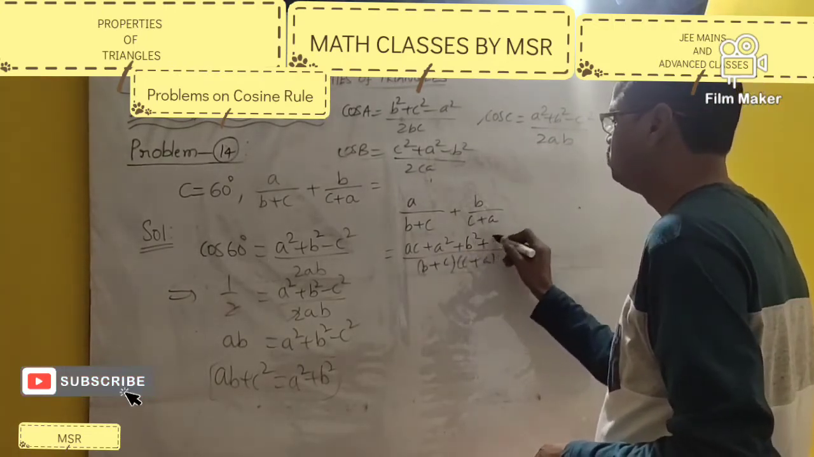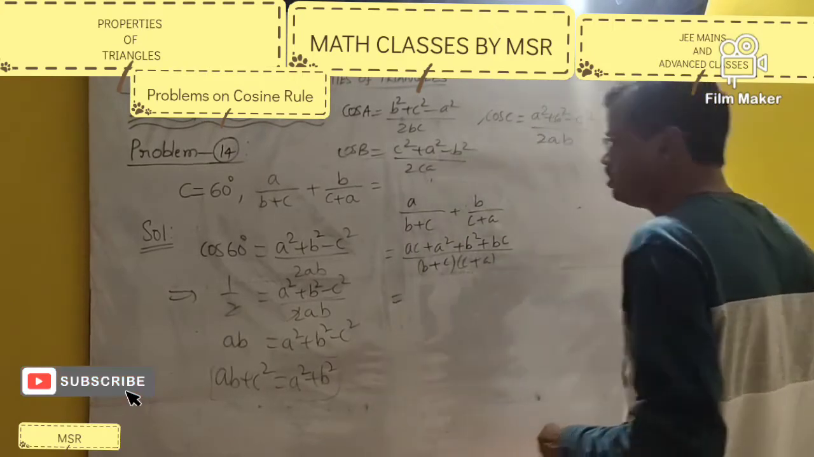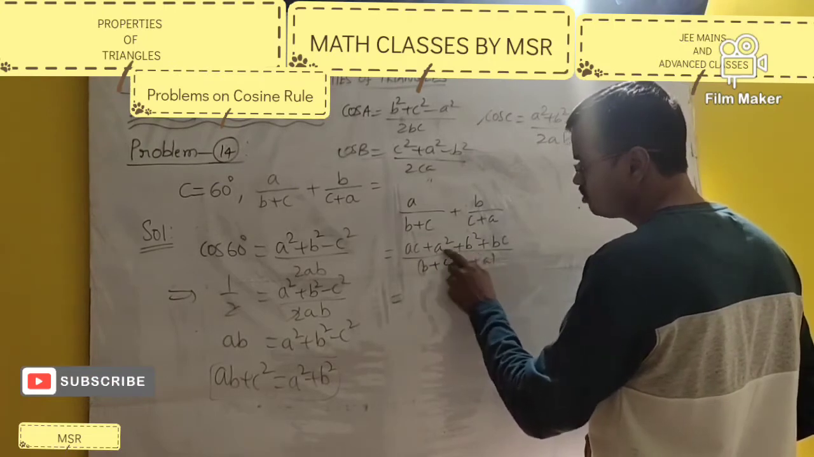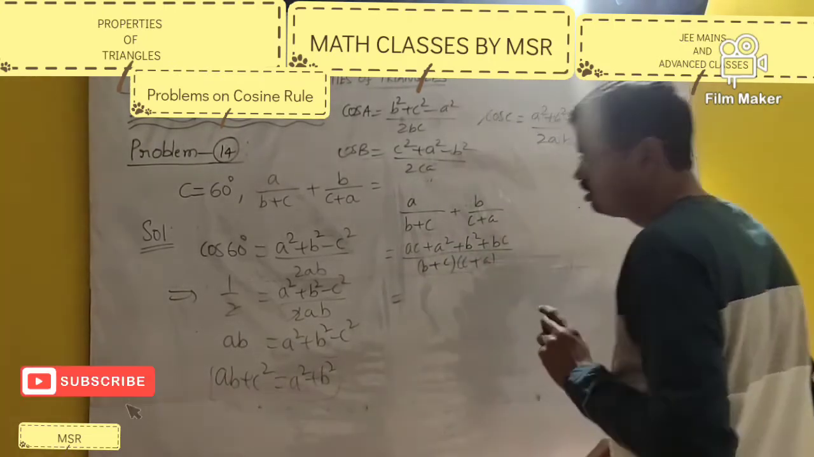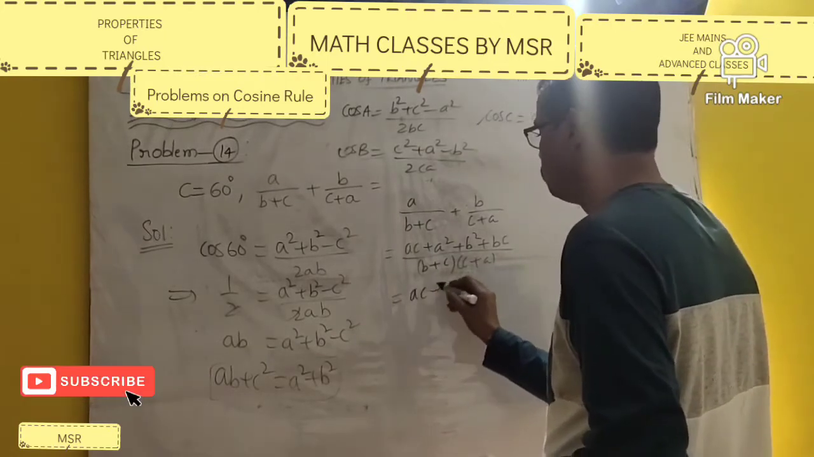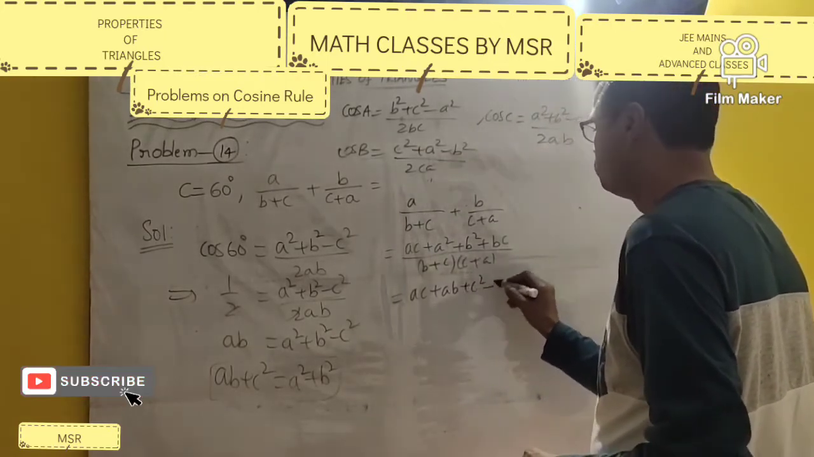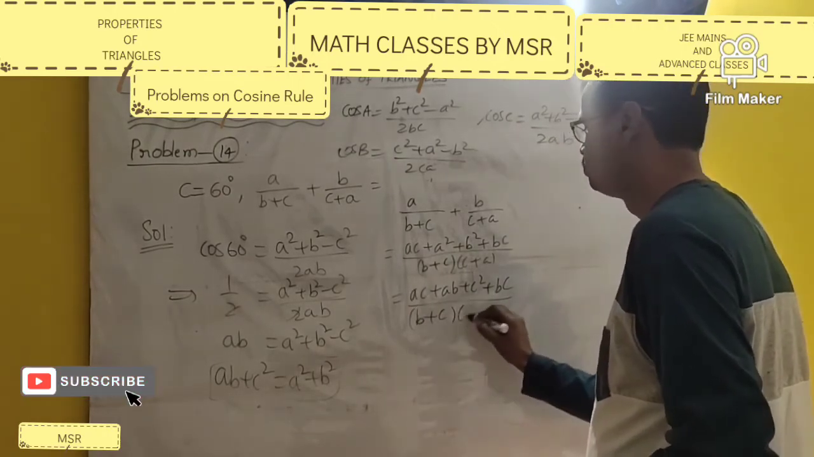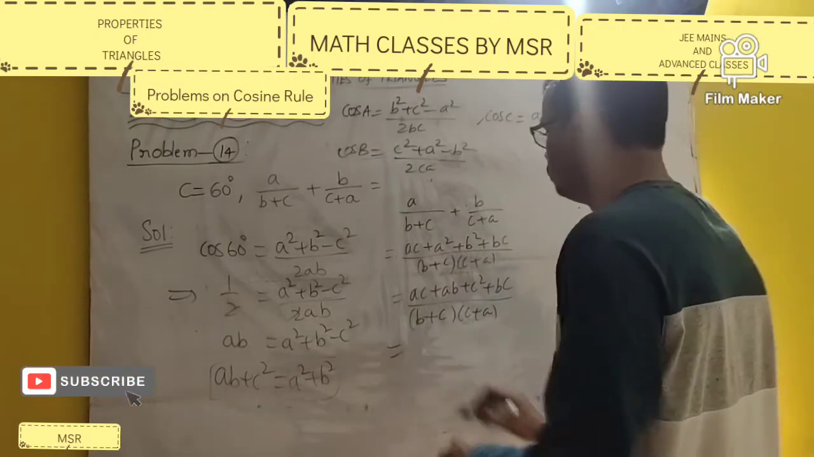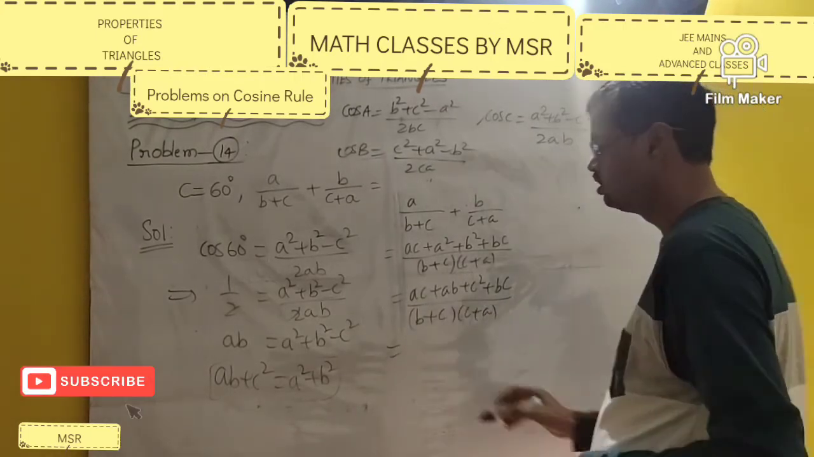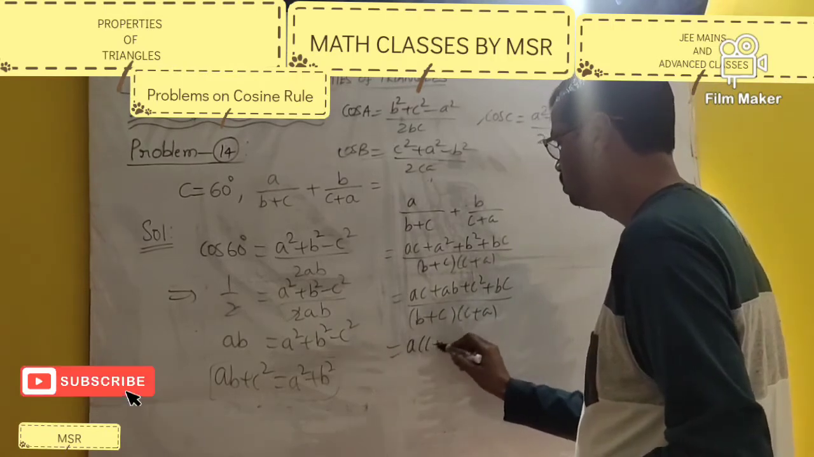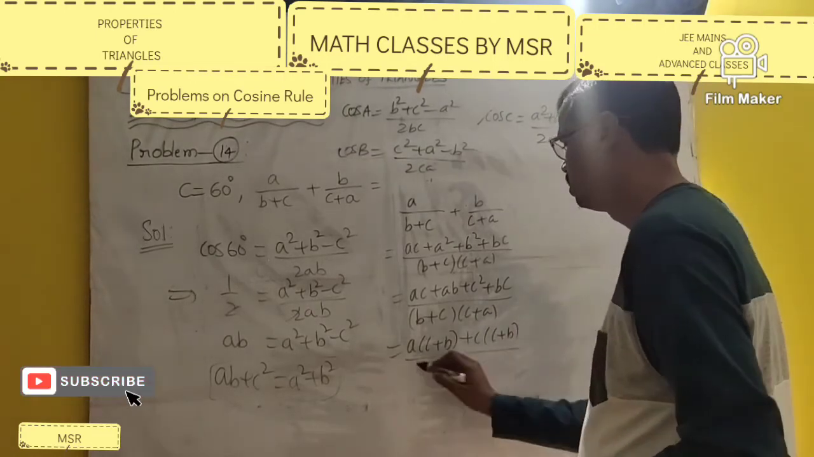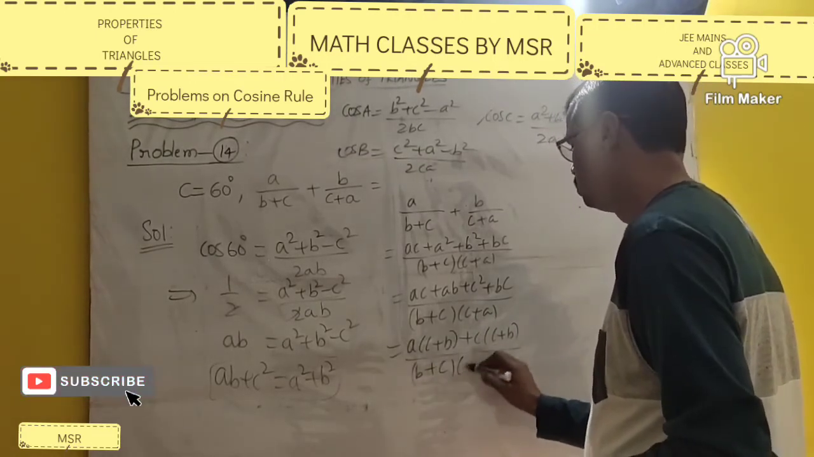B square plus BC. Okay, if you observe the denominator, B plus C and C plus A. In the numerator, I can write in place of A square plus B square this result, AB plus C square. So I am writing that: AC plus AB plus C square plus BC by B plus C times of C plus A. In these two terms, I can take A common, A into C plus B, plus C into C plus B, by B plus C into C plus A.